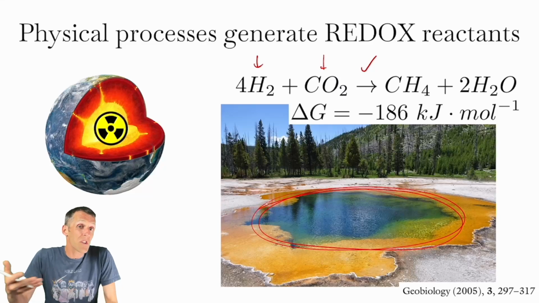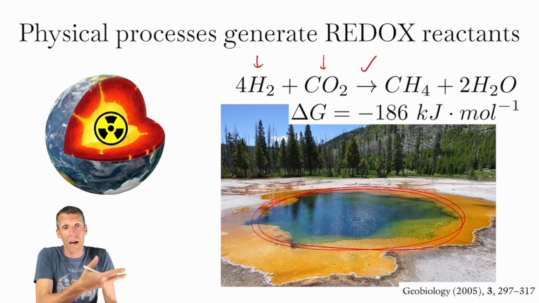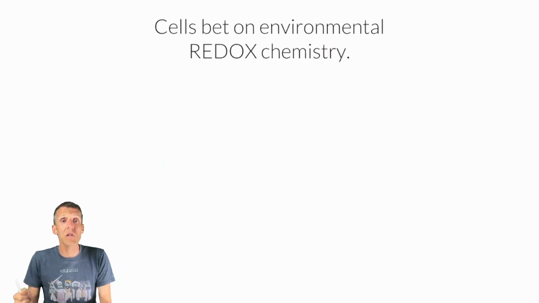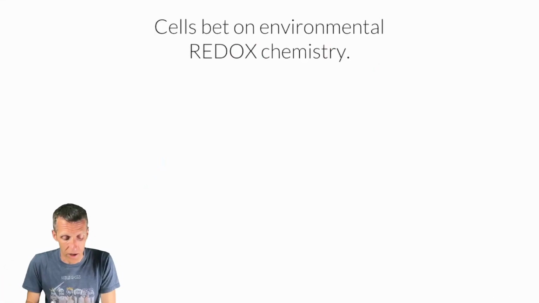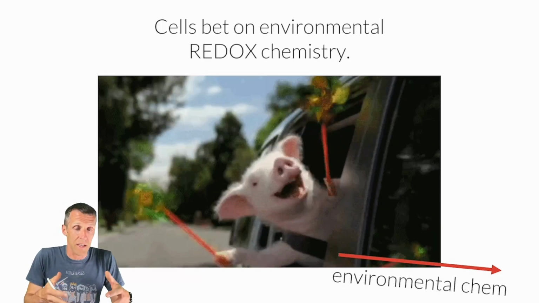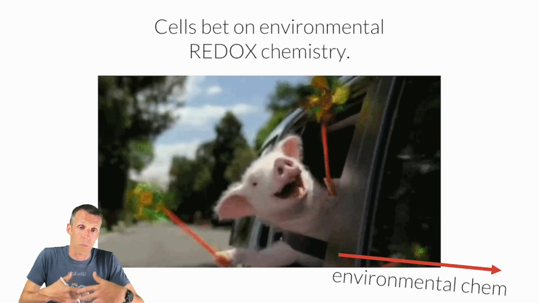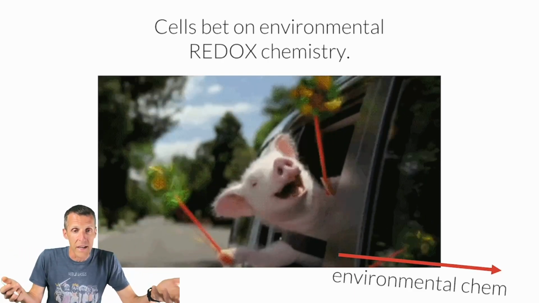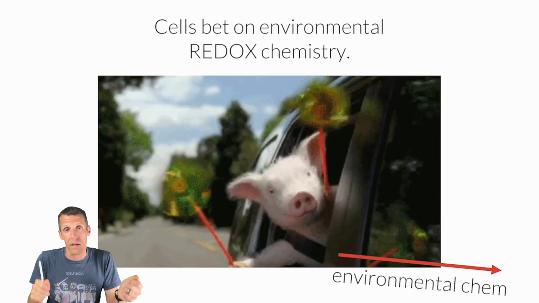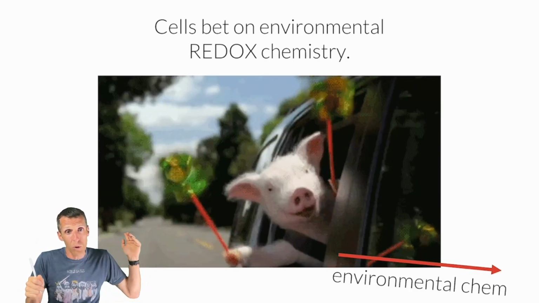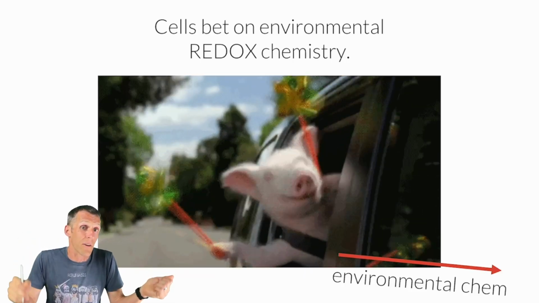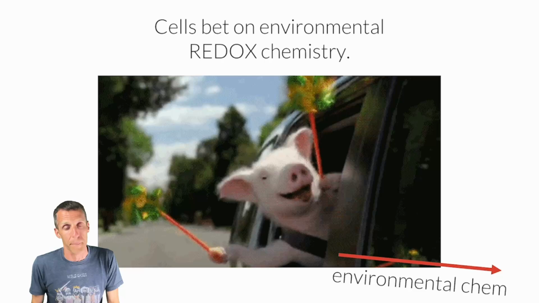So basically, there's always a directionality, right? We're always flowing. We're making hydrogen. We're making carbon dioxide. Let's make methane and water. And so what cells are doing is they're betting on environmental redox chemistry. One way to think about this is the environment is already producing these molecules. Those molecules are eventually going to react with each other anyway. So all that life is doing is just hooking into that along the way. And so I like this picture of the little piggy with its pinwheels. The car is moving along. It's making wind, and you just stick out the pinwheels and they're going to spin like crazy. That's one way to think about what organisms are doing.